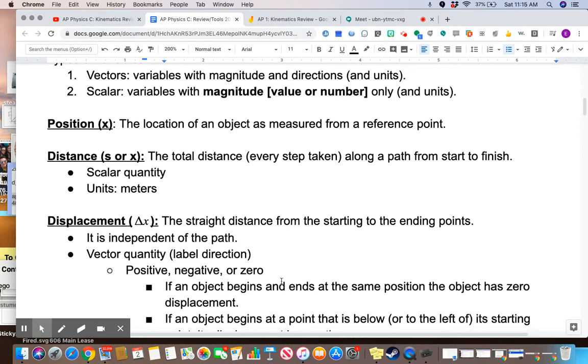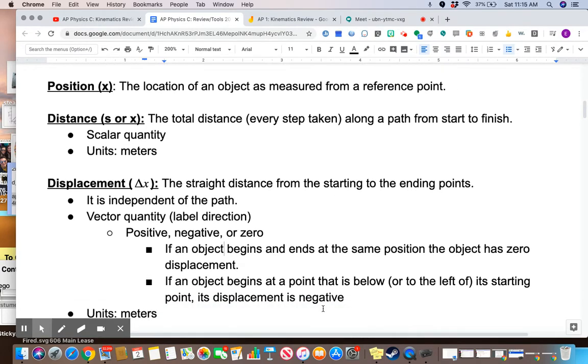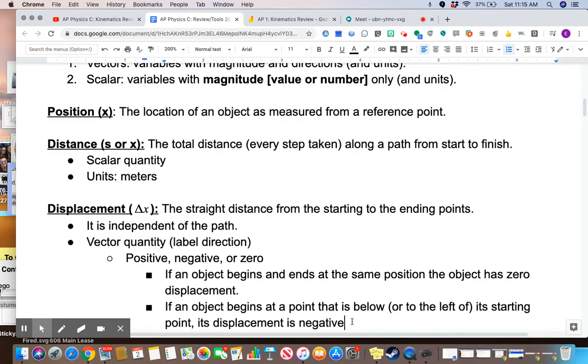Okay, displacement can be negative. This one's a little bit tricky, but if you think back to the Tumble Buggy Lab way back in September, an object can technically have negative displacement if it begins at a point that is below or to the left of the starting position. So if we choose a reference point, and then the object is moving either towards that reference point or to the left of it, it can have a negative displacement.